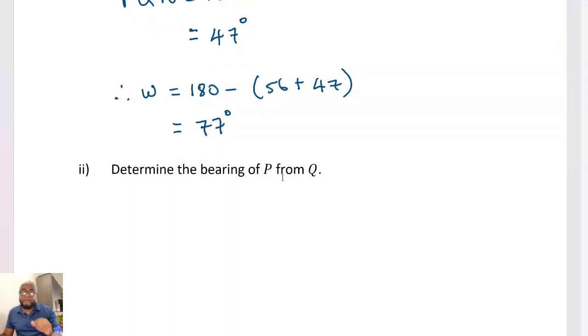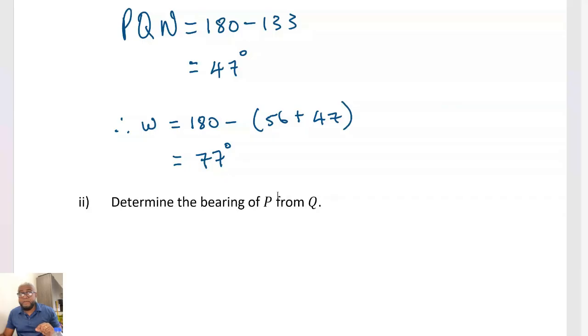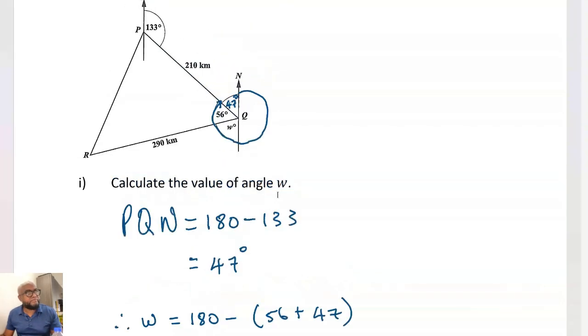Determine the bearing of P from Q. So we're coming from Q to P. That means I'm starting here and going around clockwise. I reach 180 here, and we go again. That is my bearing. I'm starting at the north line and I'm going to the line that goes from P to Q. What will our bearing be? How many degrees?